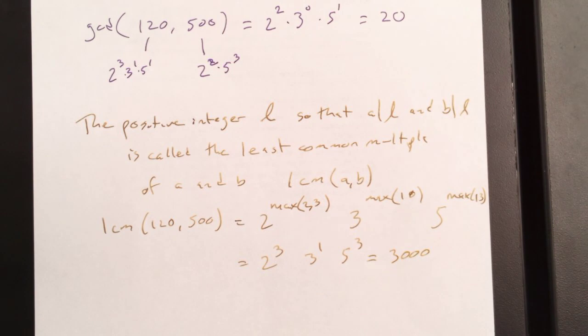3,000 divided by 500. 3,000 divided by 120. 25.